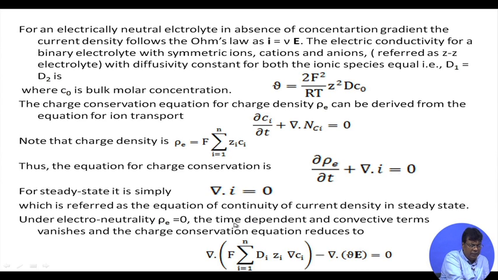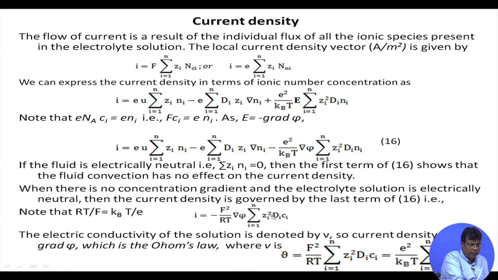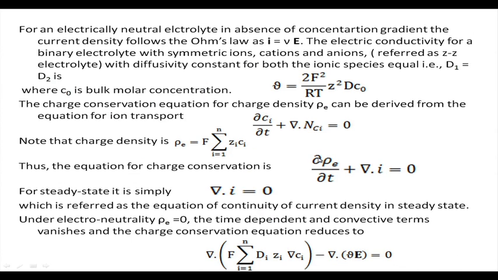Now, if you have electrically neutral and time independent, and convective terms vanish, the charge conservation equation reduces to this form, because what you have here, the time derivative goes. So, if I take the divergence on both sides, you get a situation like this way. Okay. So, these are some important transport equations to characterize the electrokinetics of ionized liquid.